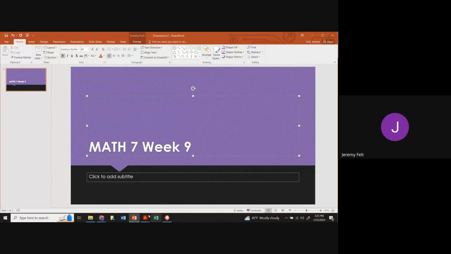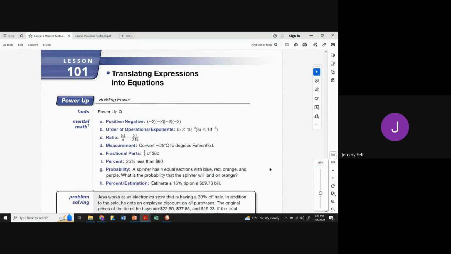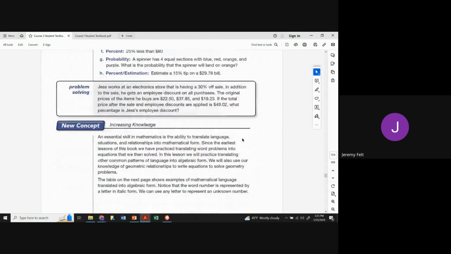I guess it's week 9, so this week we're looking at just 2 lessons. We're looking at 101 and 102. So let's go ahead and jump right in. Lesson 101, translating expressions into equations.